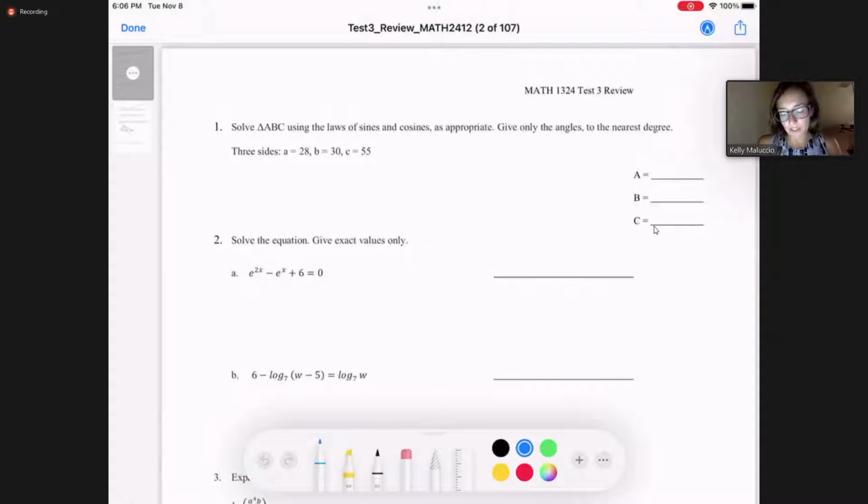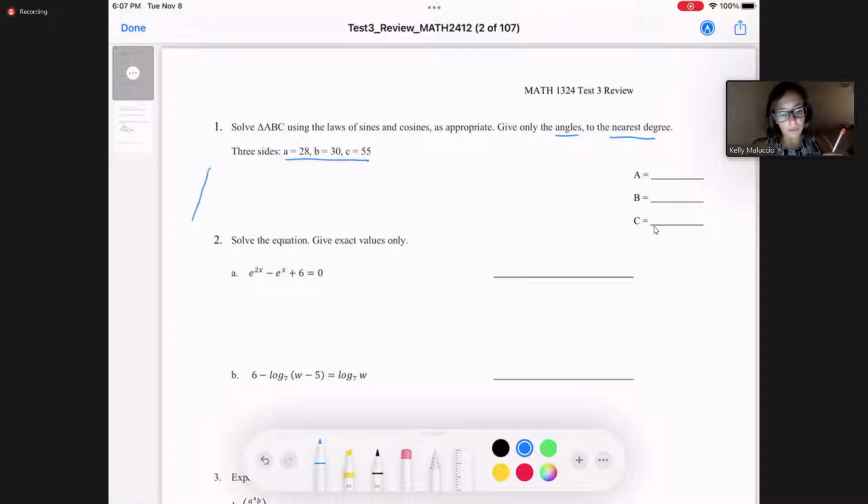So for number one here, we're going back to our law of sines and cosines. It feels like we did this forever ago, but maybe that's just me. They want us to give only the angles to the nearest degree because they give us, in this case, 3 sides. On your test, be prepared for all the scenarios that we went over, though not the hardest one, the one that has 2 cases. That's not going to be on your test. So just be prepared for those other simpler cases. But in this case, we have 3 sides.